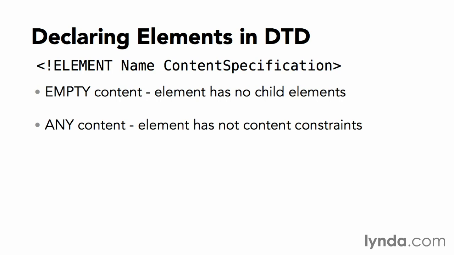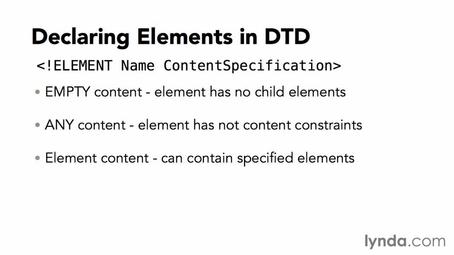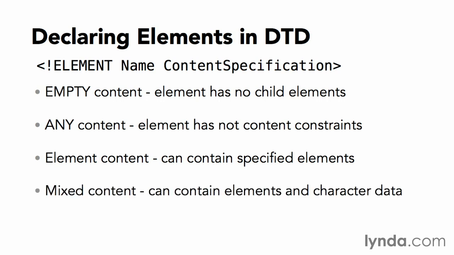Then there's the ANY content model, which is the opposite. This means that the element has no content constraints whatsoever. It can contain pretty much anything, which is what the word any obviously means. Then there's element content, which means that the element can contain the child elements that you list for the content specification, but that's it. You can't put other elements that are not inside the content specification inside that element. And then finally, there's mixed content, in which the element can contain elements and character data. So let's take a look at some examples of these different types of content models.